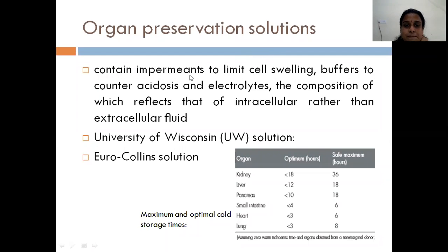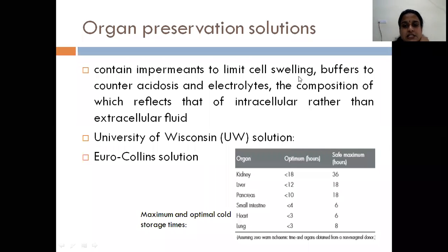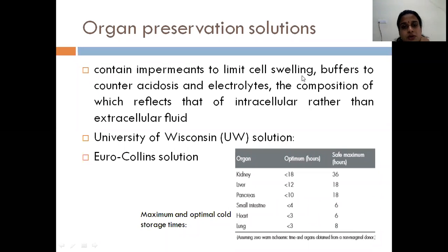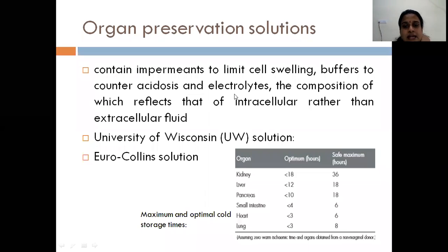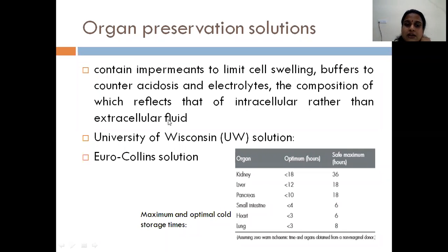They should contain impermeants to limit cell swelling. That means they should be impermeable to the cell wall, and hence there should be no cell swell. They should limit the cell swelling, and they should also buffer the acidosis and electrolytes that are present within the organ. The composition reflects that of intracellular rather than extracellular fluid. Okay, these intracellular fluid compositions are better matched.